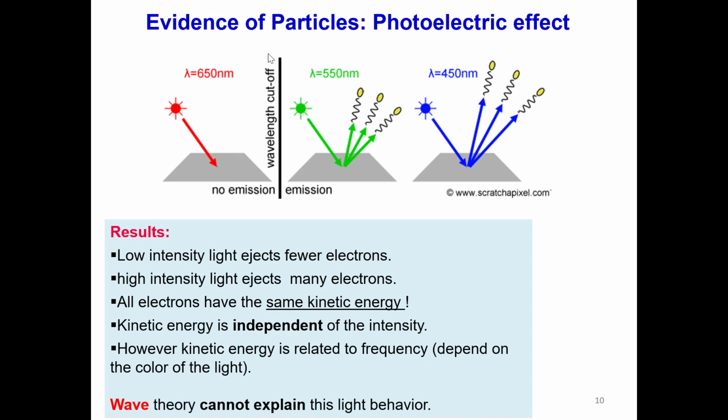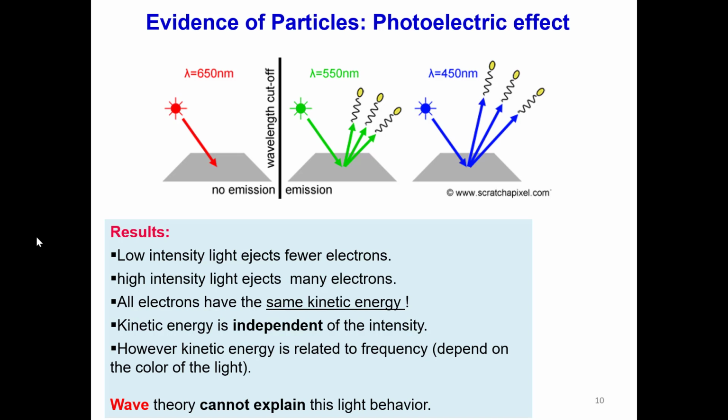He observed that when he radiated the plate with red light, he didn't see any emission. It indicates that the red light didn't give enough energy to the material, so the electrons cannot escape from that material. But if he radiated the plate using green light or blue light, then he observed that some of the electrons can escape from the material. It means the green light or the blue light give enough energy to the electrons so they can escape from the material.